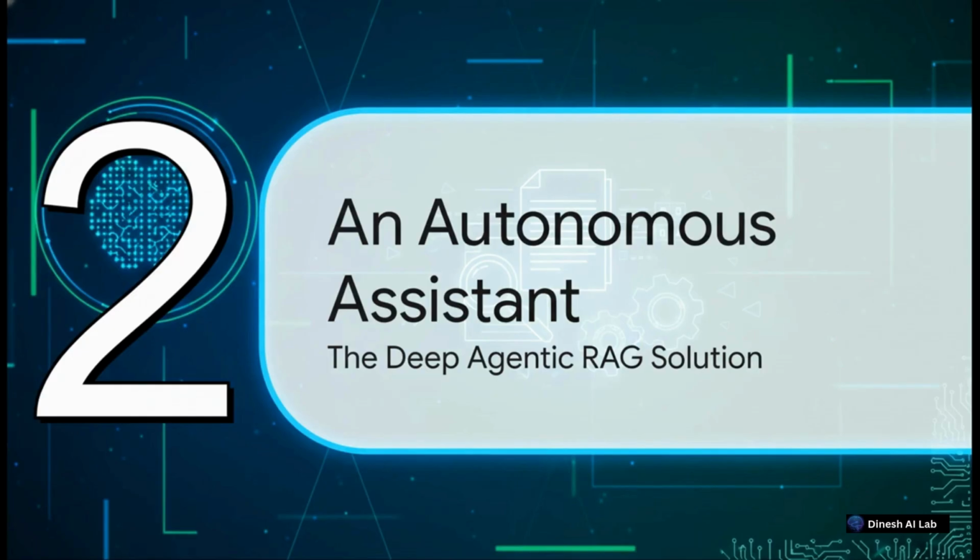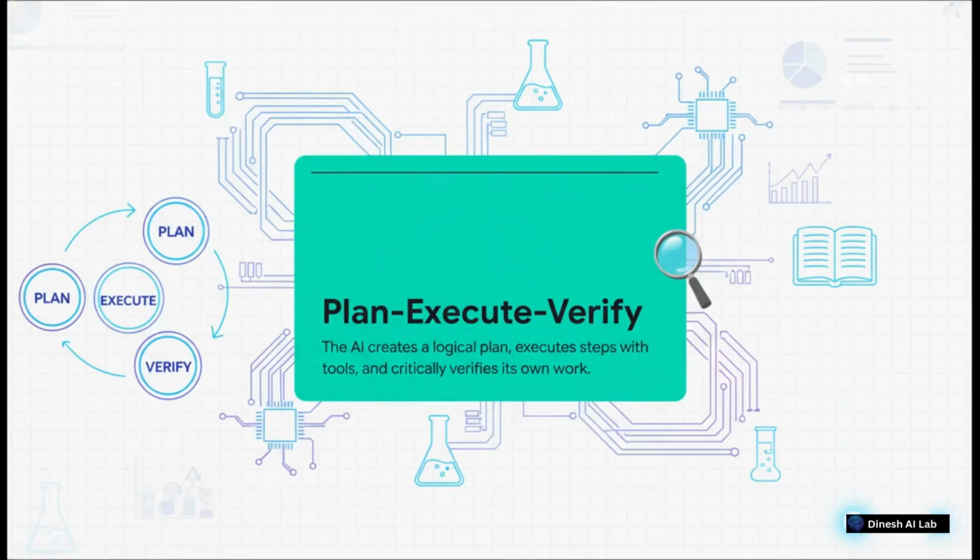We build something smarter. And that's where the solution comes in, a system called Deep Agent RAG. And the core idea here is a total game changer. Instead of just grabbing some text and spitting out an answer, this system works on a plan-execute-verify cycle. It actually thinks like a researcher. First, it makes a plan. Then it carries out that plan step by step. And then, and this is so important, it fact-checks its own work.